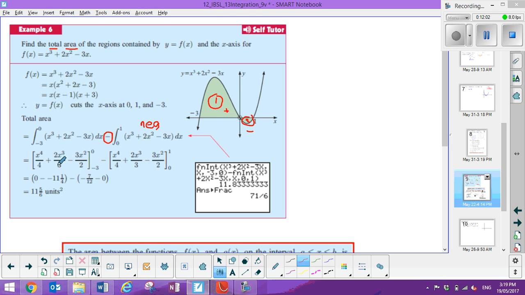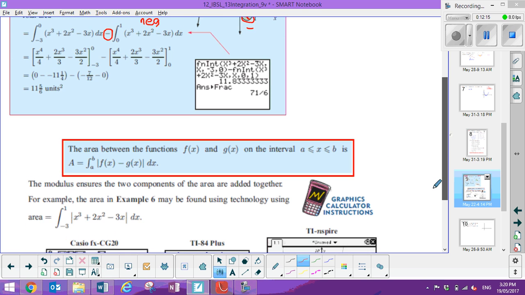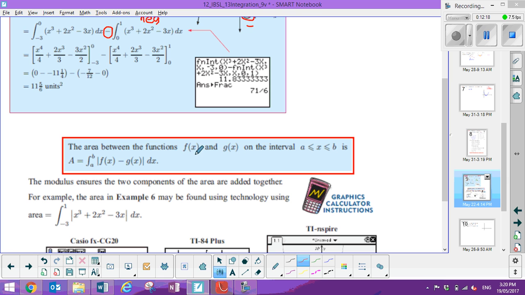This is just doing it manually, doing your integration, and you come out with that value. So on your calculator, you could just work out those x-intercepts and then integrate it. The other way to deal with it is to get the area between two functions on this interval, and even if it's all above the x-axis, what you can do is take the absolute value of the difference of the functions.